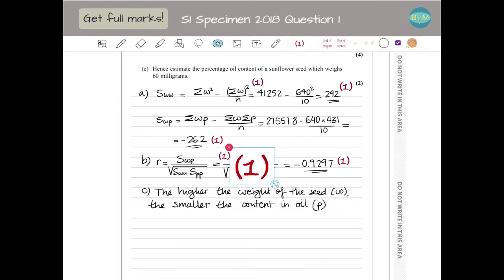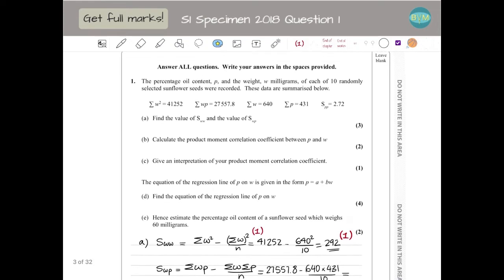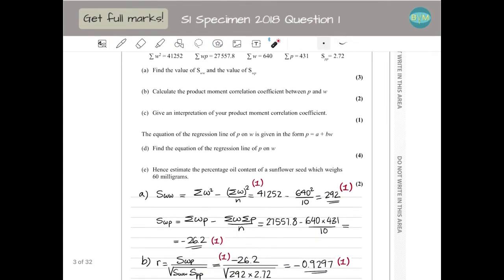So don't say it's just negative or strong negative or something like that. Use the context of the question. What else? For D, the equation of the regression line of P on W is given by this form.